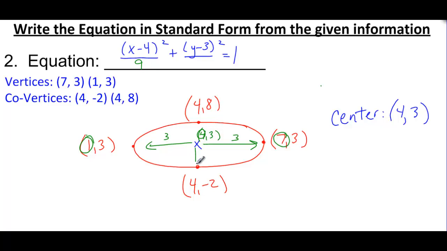Now let's do the up and down motion. So if I move up and down, I go from -2 to +3. Well, that's a total of 5 steps. If I go from 3 to 8, that's also 5 units. So 5 and 5, that's my b value, so b squared then would be 25, and that's my standard form.